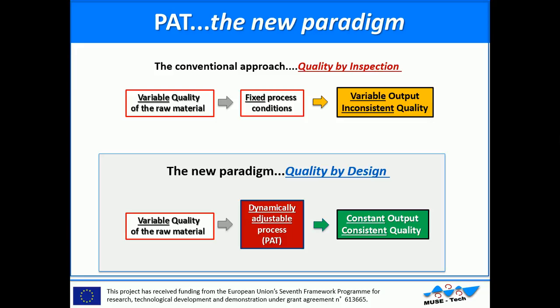So the new paradigm is to move from control strategies based on testing and inspection at the end of the process to risk-based control strategy based on dynamically adjustable processes.